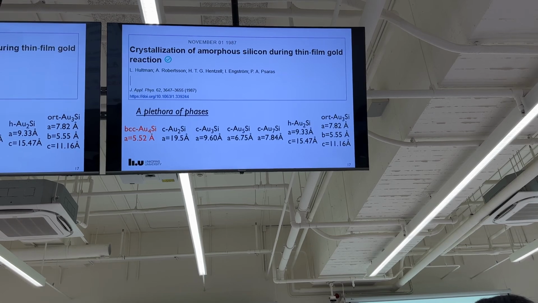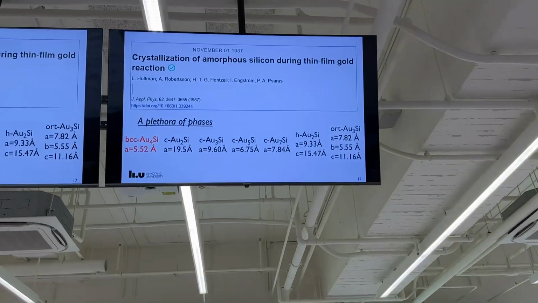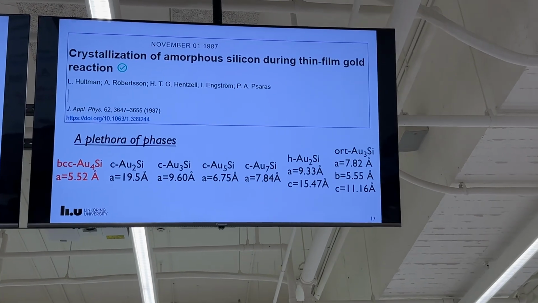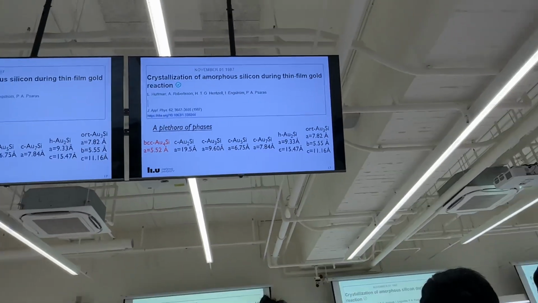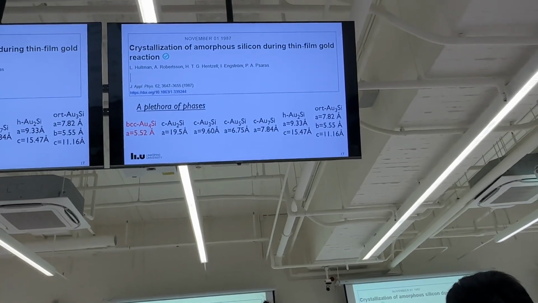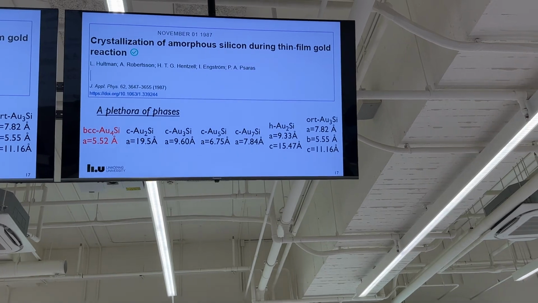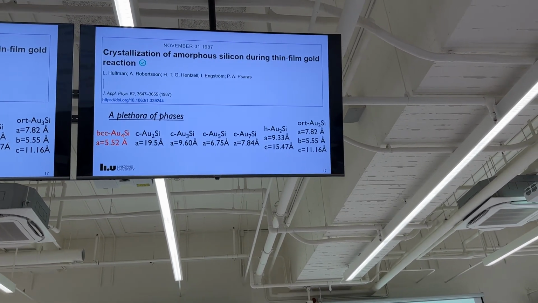Gold is also known to crystallize amorphous silicon at really low temperature, like 150 degrees Celsius. And as you cool this eutectic system, it's not actually decomposing into the gold and silicon, but it forms metastable phases known as gold silicides, and there's a number of silicides.